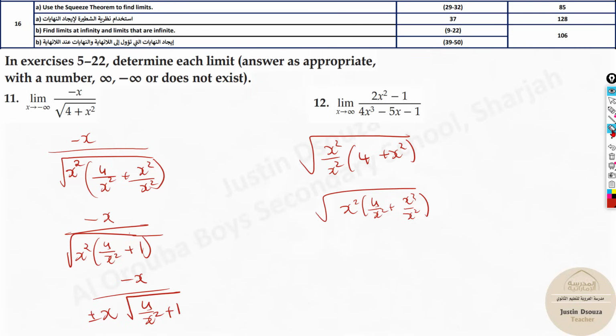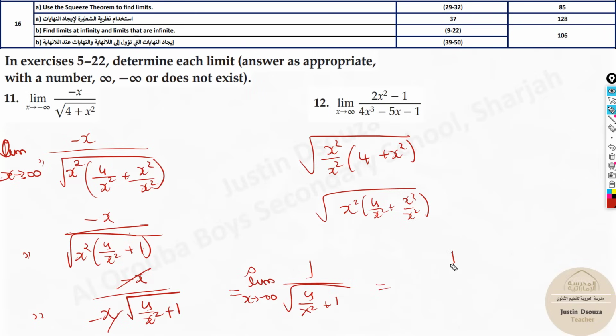Now, what do we consider, plus or minus? Look at this. It's minus infinity, so it's the negative part of the x. Therefore, it's minus x. Now, cancel this and this. What is remaining? 1 by square root 4 by x squared plus 1. Now apply the limit. We have to write limit everywhere, okay, like this. Limit as x tends to infinity, minus infinity. The same thing must be over here, and over here. x tends to minus infinity.